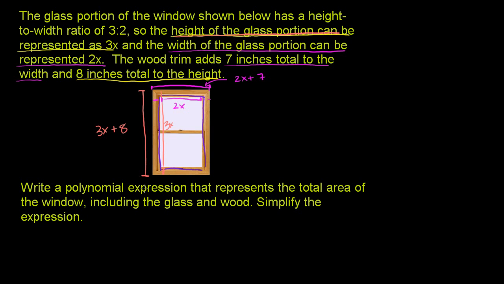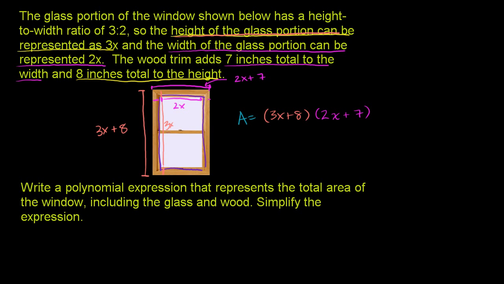Now, what they want us to do is write a polynomial expression that represents the total area of the window, including the glass and wood. Simplify the expression. The total area is just going to be the height times the width. So let's write that down. The area is equal to the height, which is 3x plus 8, times the width, 2x plus 7. And that is the expression. We haven't done it as a polynomial; we've written it as a product of two binomials. If we want to simplify it, we can just multiply it out.